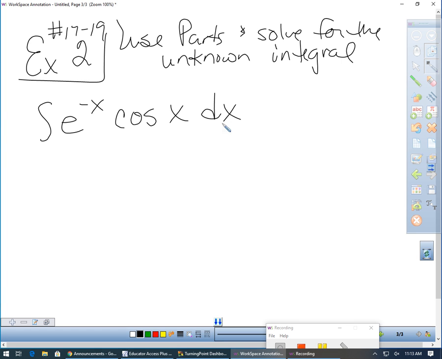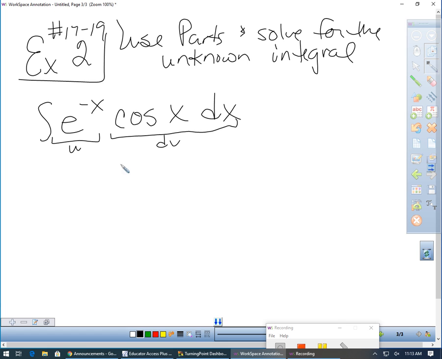So you'll notice on this one that neither one of those have a derivative that will eventually drop out. It's going to go over and over and over and never finish. Okay, so I need to show you what the trick is when we get problems like this. All right, so first we've got to decide our u and our v. So we're actually going to use the e to the negative x as our u, and this will be our v, or our dv, excuse me.